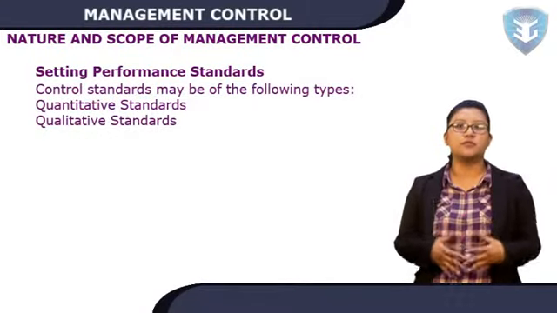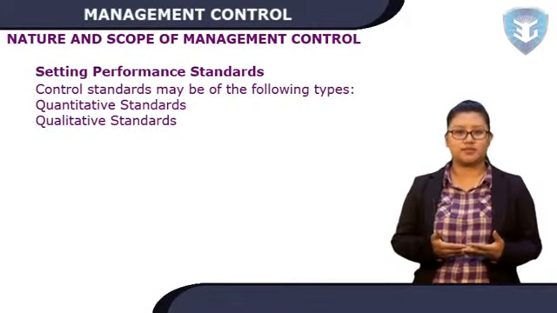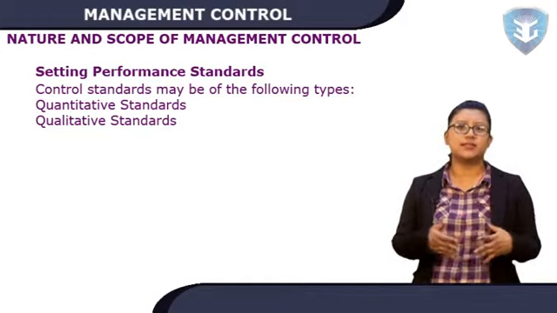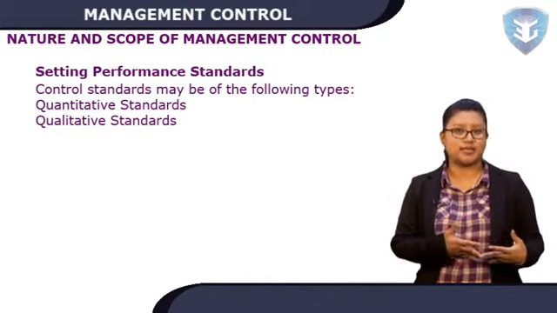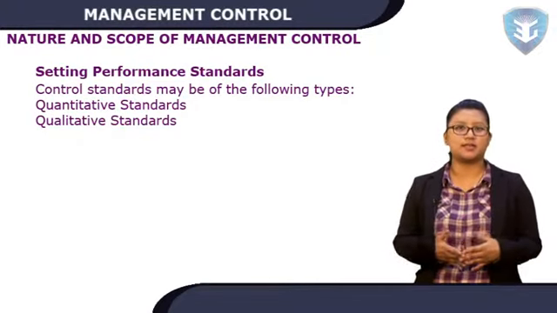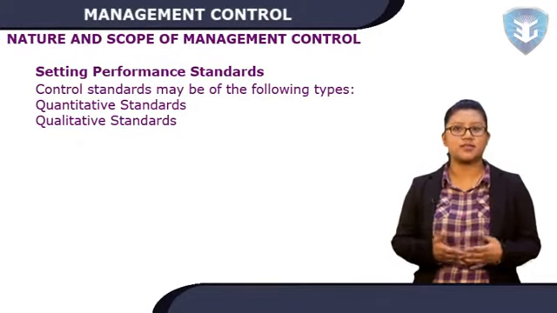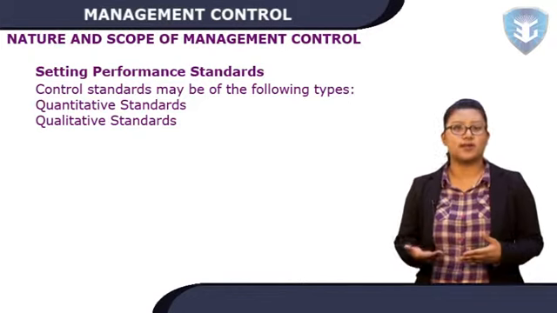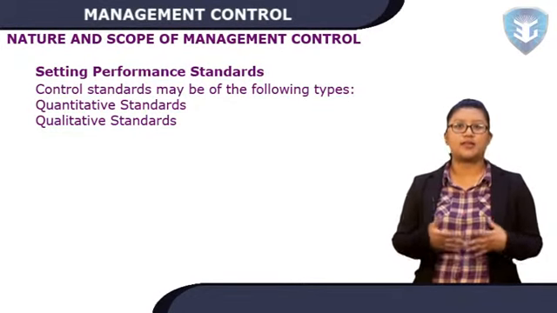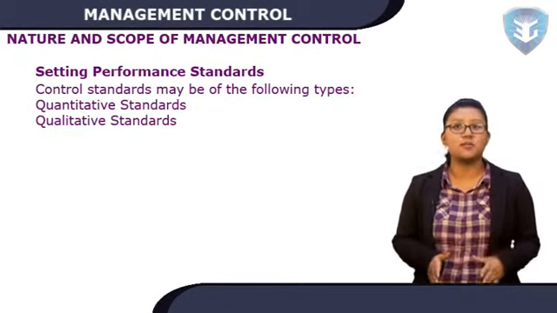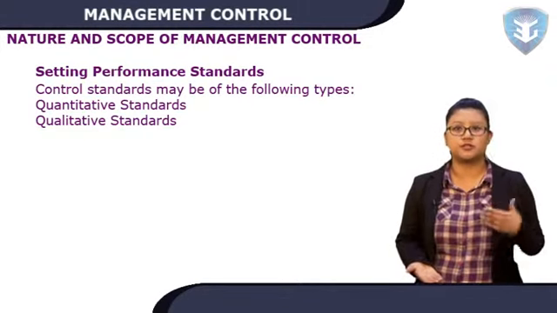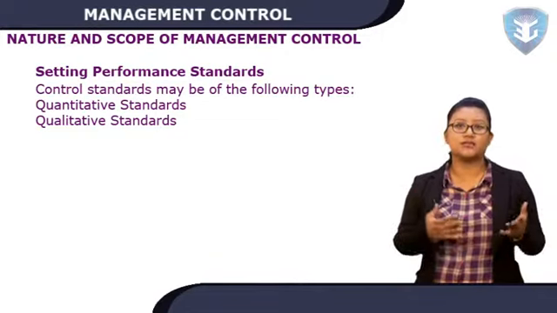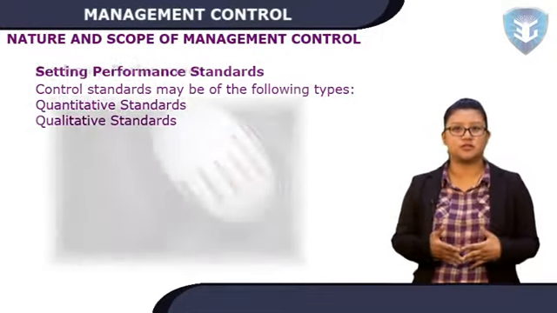Control standards may be of the following types. Quantitative standards. These standards are laid down in physical and monetary units such as time, cost, revenue, etc. Such standards can be set in production, sales, and finance areas wherein performance can be quantified. Qualitative standards. There are certain areas where performance cannot be measured in quantitative terms. Goodwill, employee morale, motivation, industrial relations, and similar areas, where standards can be laid down in tangible terms.